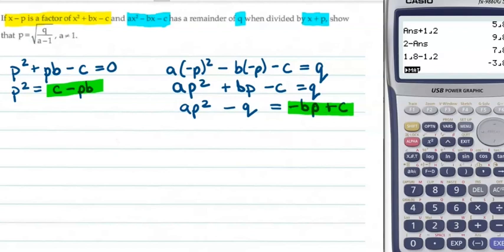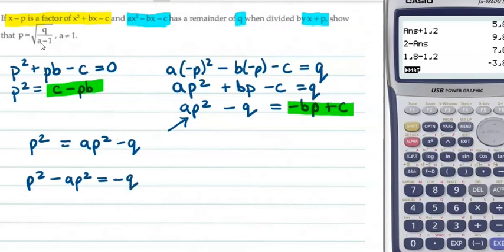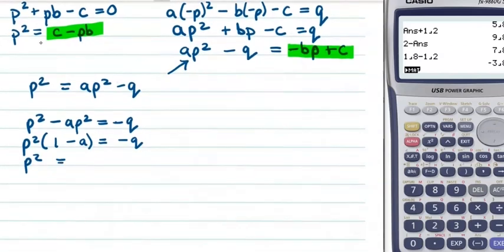So if those two things are the same, then p squared from this bit here is equal to ap squared minus q from this bit here. Now those are the bits that I'm actually interested in turning out because that's what's in the given answer just here. All right, so p squared minus ap squared is equal to negative q. Take out a factor of p squared and I get 1 minus a. So p squared is equal to negative q over 1 minus a.